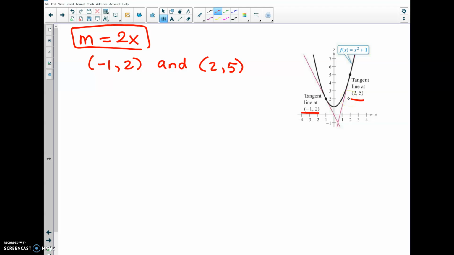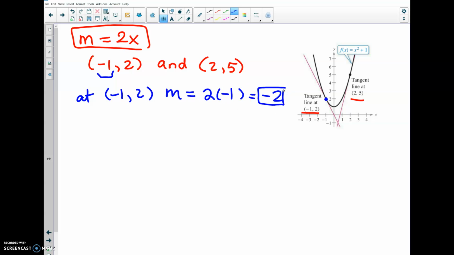So the slope at this first point, which I'm going to highlight in blue, is 2 times x, and our x value we have is -1. So at -1, 2, our slope is 2 times that -1, so our slope is -2. So this line, which I'm going to highlight in blue, is your tangent line to your graph at point -1, 2, and it has a slope of -2.